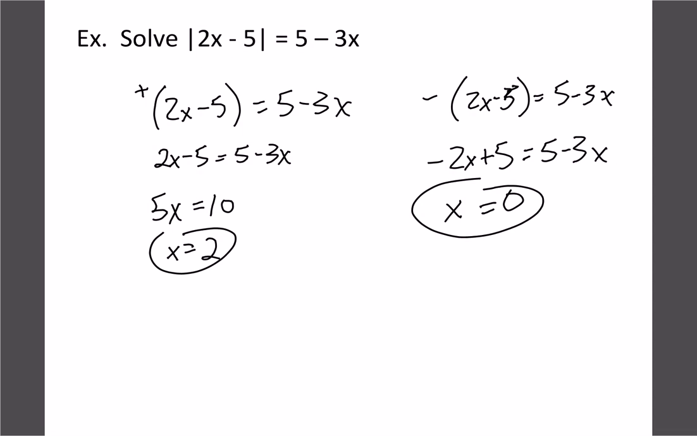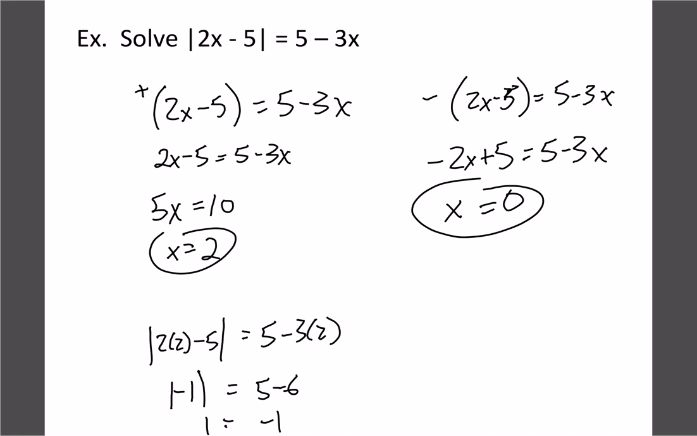So plug these back into the original and see if they work. So if we plug the 2 in, we'd have 2 times 2 minus 5. And is that equal to 5 minus 3 times 2? So we'd have 4 minus 5, which is negative 1, so absolute value of negative 1. Is that equal to 5 minus 6? 5 minus 6 is negative 1. Absolute value of 1 is 1.